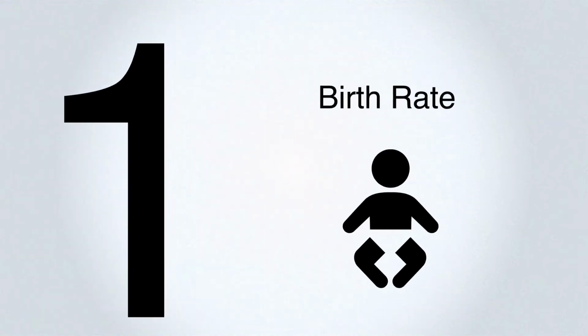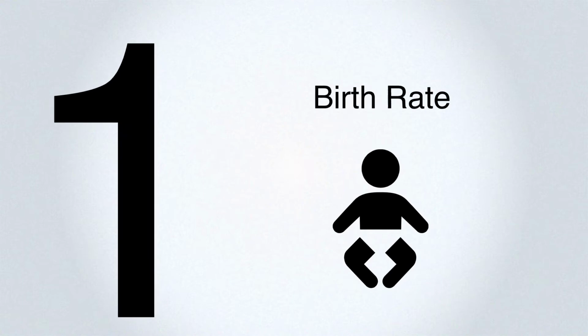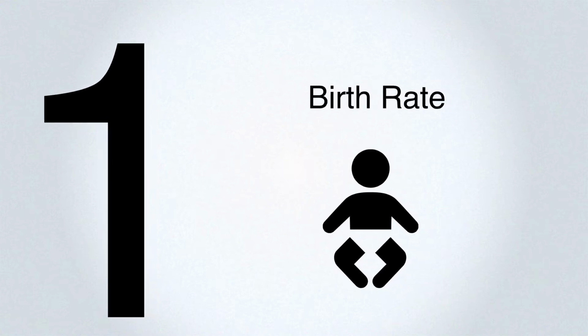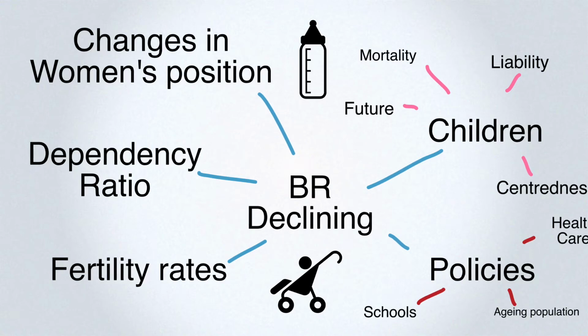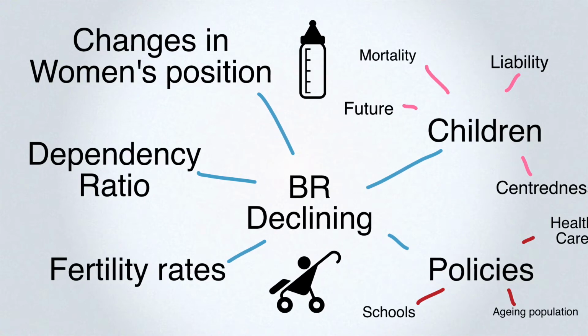So the first idea we're going to look at is birth rate. Now, on the surface of it, this might look complicated, but really what we're saying here is that women's position in society has changed. Women are no longer baby factories. Women are no longer stay-at-home mums who are looking after the kids.